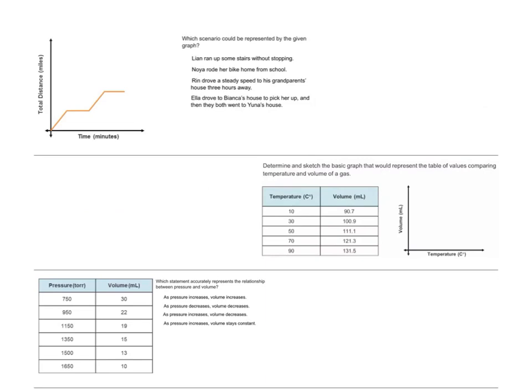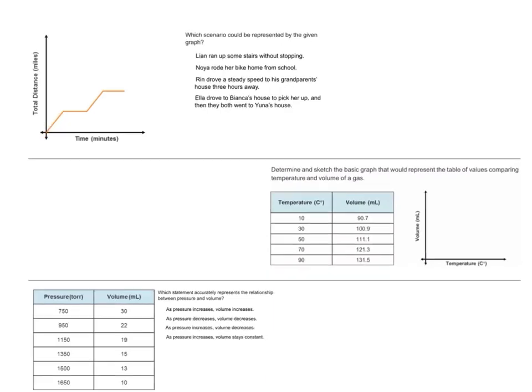All right, so on this next page, you have this graph here. The x-axis is time in minutes. The y-axis is total distance traveled in miles. We want to figure out which one of these scenarios represents the given graph. Now let's just take a look at the graph. What this graph says is that you start here, you haven't traveled anywhere, and you travel a distance.